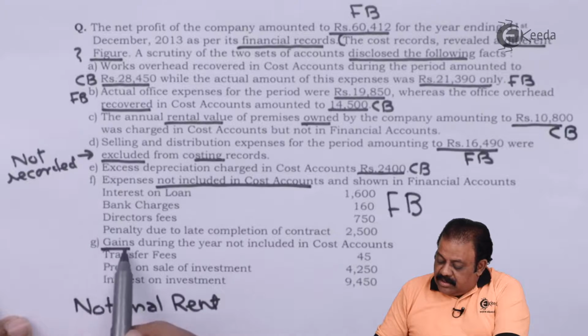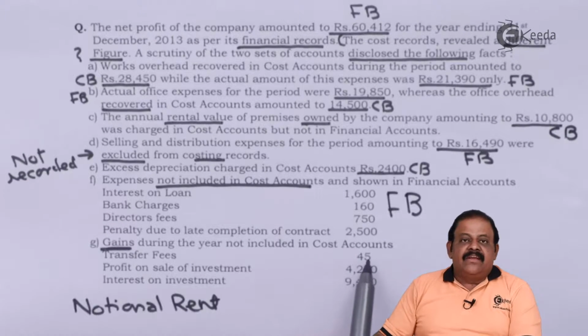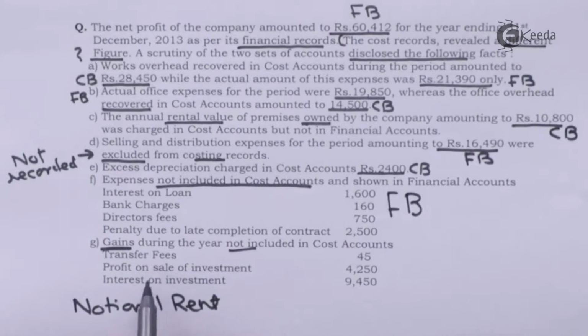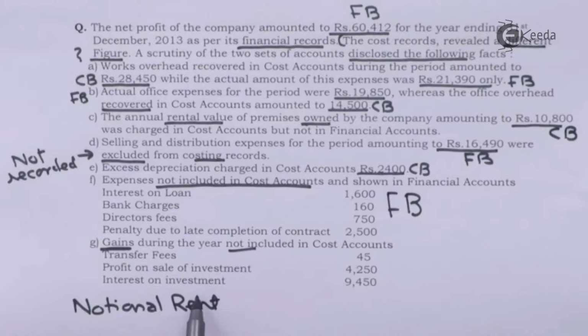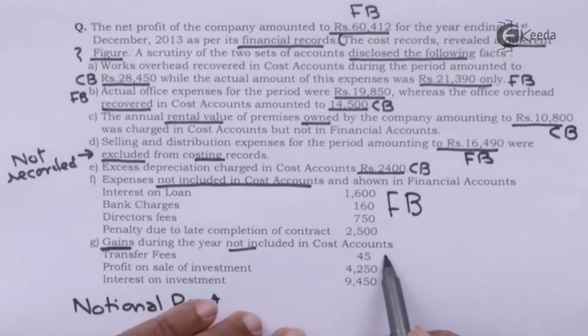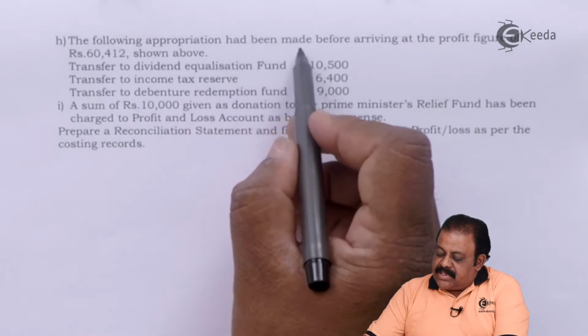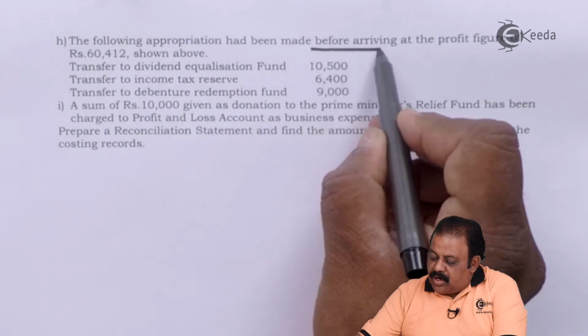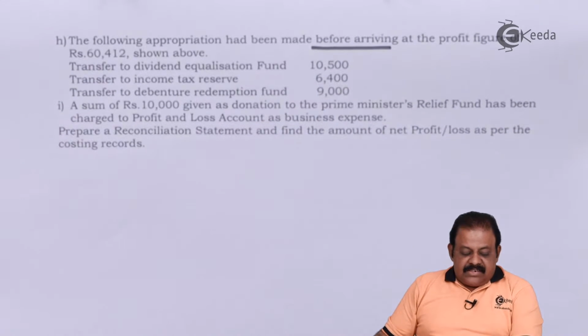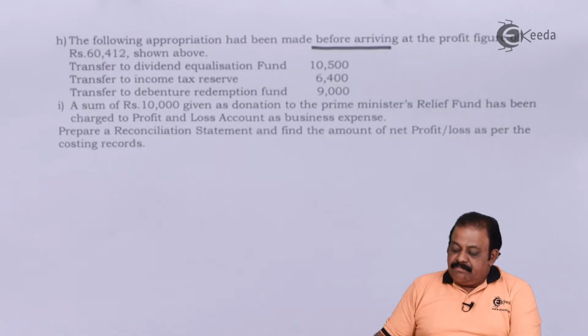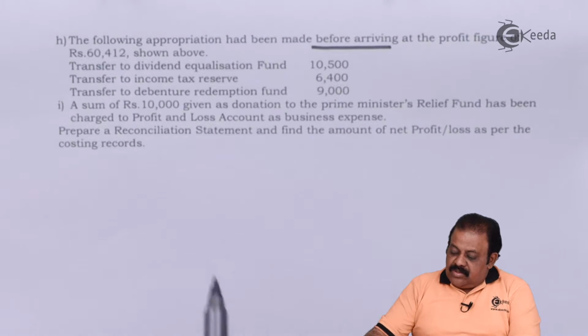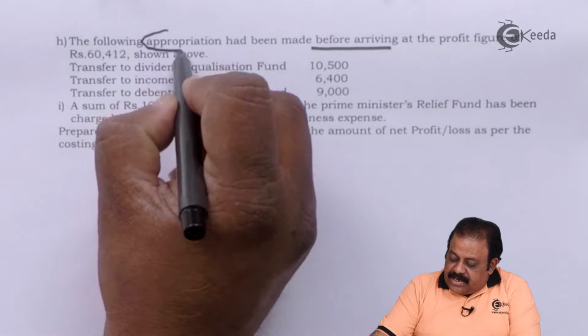Gains during the year not included in cost account: transfer fees, profit on sale of investment, interest on investment. Transfer fees is share transfer fees, that is income recorded in financial book only. So these incomes are also recorded only in financial book. The following appropriations had been made before arriving at the profit figure of 60,412 shown above. So these are the items of appropriation.